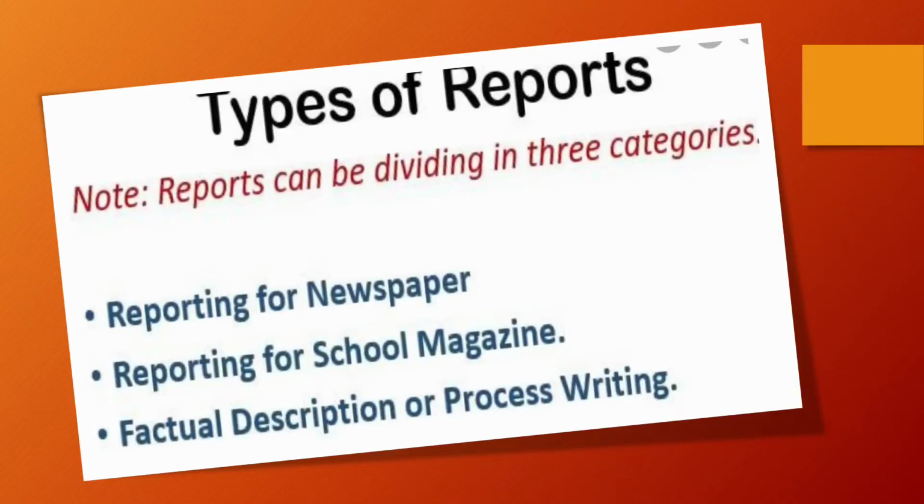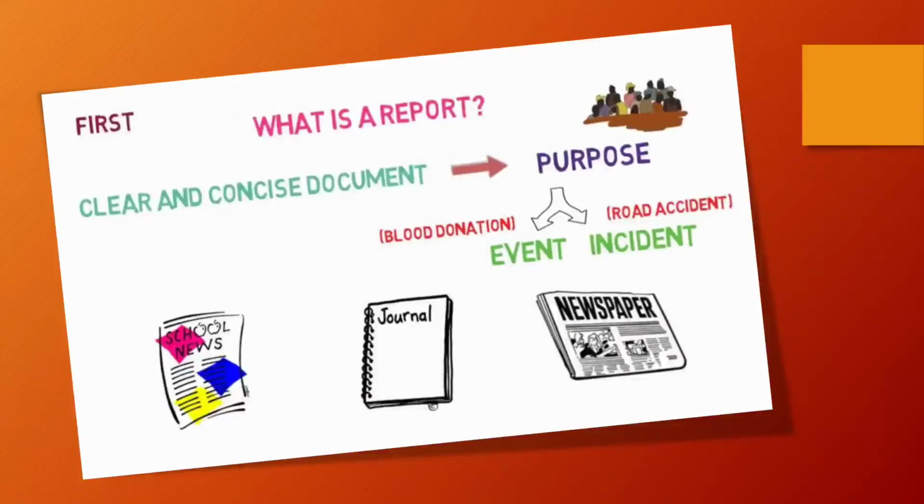Basically the reports are of three types. One is newspaper, another is for school magazine, and the third one is business report. But the business report is not part of our curriculum, so we will do only two, that is report for newspaper and report for school magazine, or the factual description or the process writing. Now, what are the things to include in that? First is the report. I'll just tell you the brief introduction.